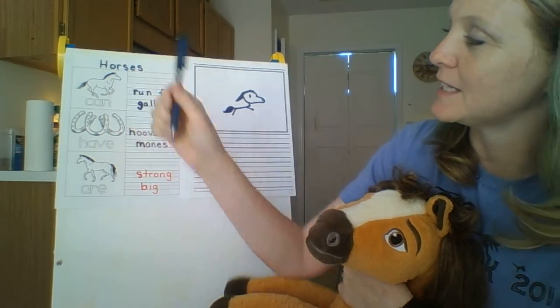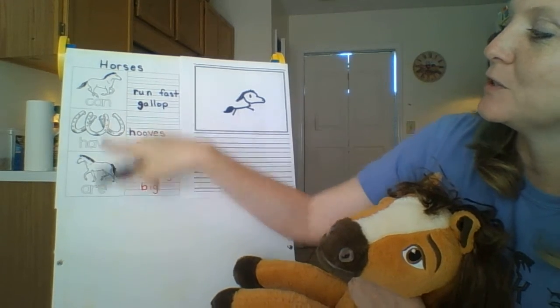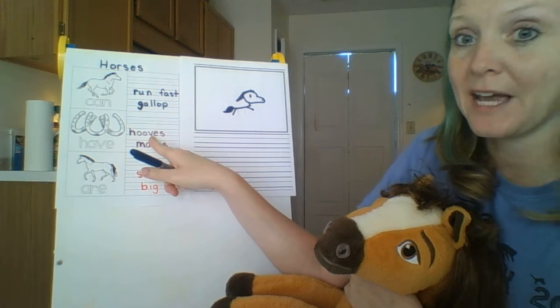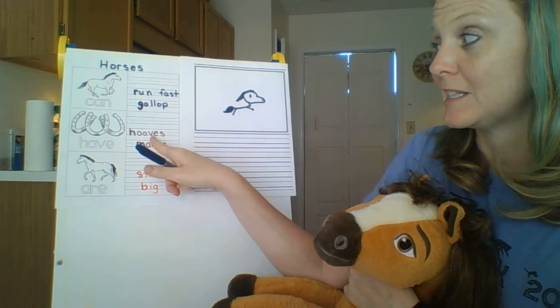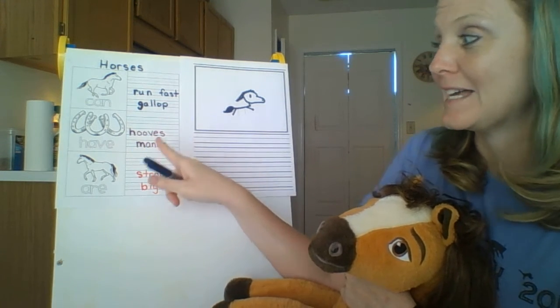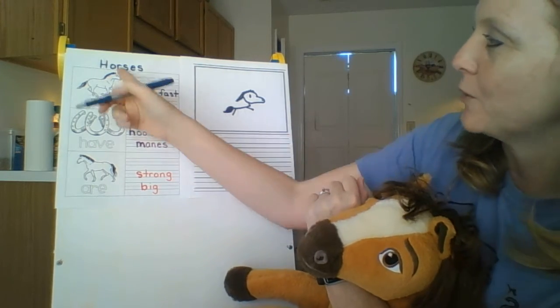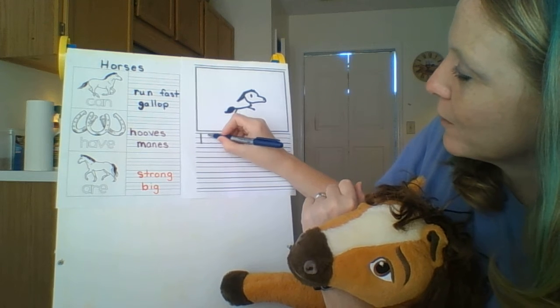All right, so I'm going to do this. I'm going to say horses. I'm not going to do the first one with you guys. I'm going to do have. So I'm going to say horses have hooves, and I'm going to use that magic word that makes my sentence longer, and I'm going to put and manes. So and can make our sentences a little bit longer. So horses is up at the top. I'm going to write horses.